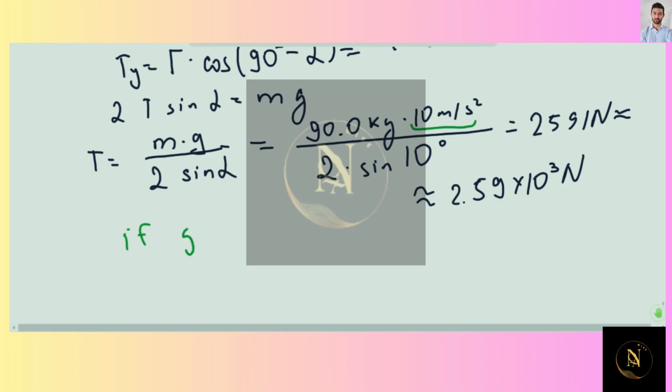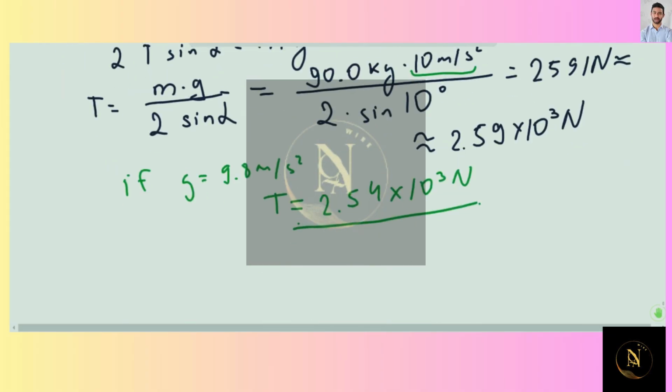So if g equals 9.8 meters per second squared, T equals 2.54 multiplied by 10 to the power of 3 newtons. So I think both answers are correct because it's just the effect of rounding of g.